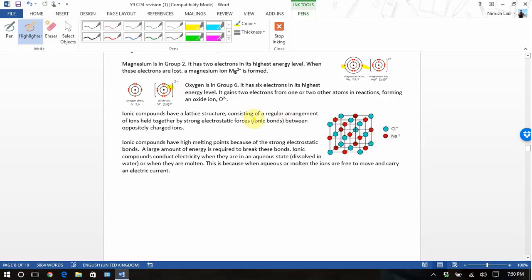So ionic compounds have this lattice structure, so it's like a repeating pattern, a regular arrangement held together by strong electrostatic forces. So what that means is that a large amount of energy is required to break these bonds, so they have high melting points and high boiling points. They can only conduct electricity when they're in an aqueous state, so dissolved in water, or when they're molten. This is because in this state the ions can move around and carry the current.